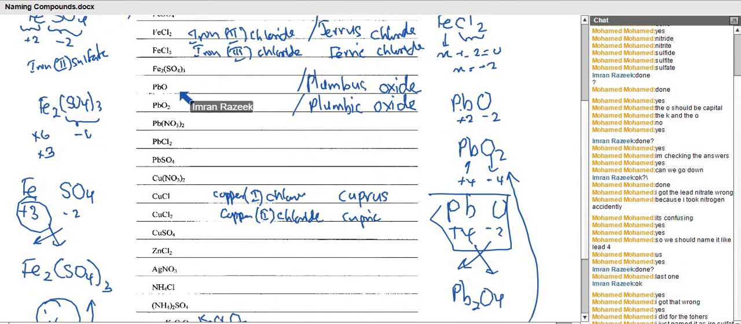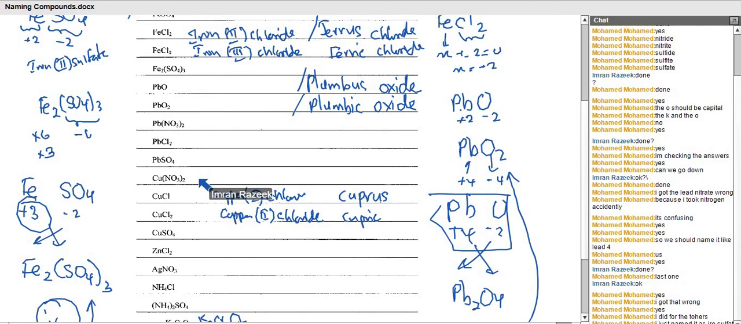This is lead(II) oxide, plumbous oxide, lead(IV) oxide, plumbic oxide, lead(II) nitrate, plumbous nitrate. We know 2 is lower, 4 is higher. Lead(II) chloride, plumbous chloride, lead(II) sulfate, plumbous sulfate. Clear?